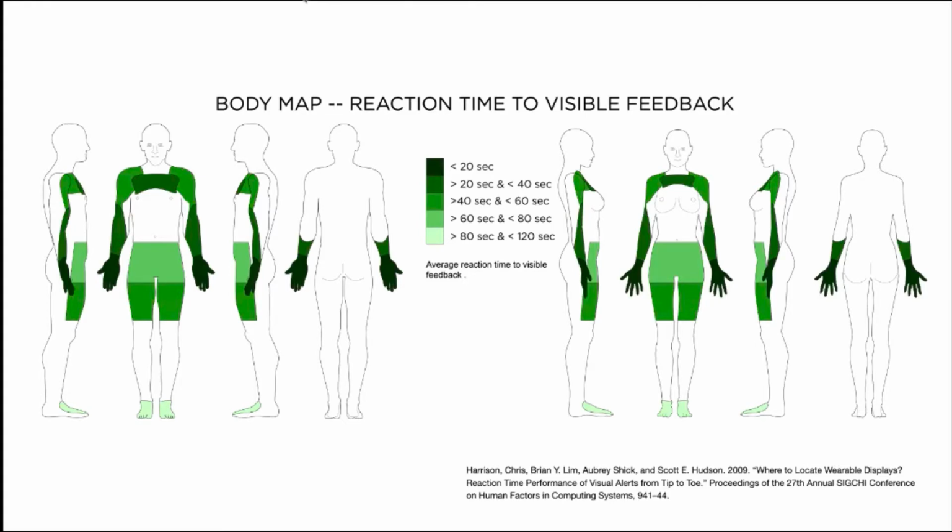So this research was done by Chris Harrison, and this is just a reinterpretation of his research into this body map. But I think it's a pretty interesting thing to know, right? So it seems obvious, right? If you put something on the back of your head, you're not going to notice if it's blinking or not. But there are areas where we've been trained or we innately notice more.